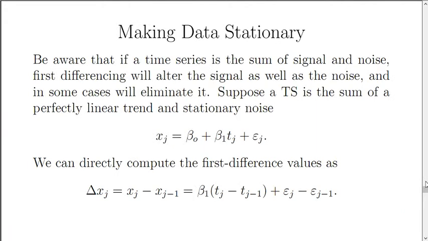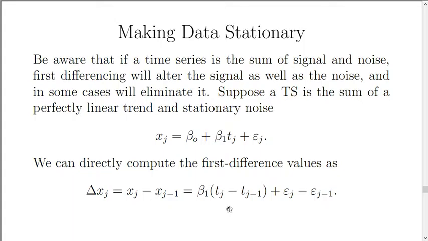Do be aware that if a time series is the sum of signal and noise, so it's the sum of a deterministic part and a stochastic part, first differencing is going to affect both of those parts. It's going to affect the signal as well as the noise, and in some cases, it'll even eliminate it. Suppose, for instance, a time series is the sum of a perfectly linear trend and stationary noise, so that x values are intercept plus slope times time plus stationary noise. When we compute the first differences, we can get this.